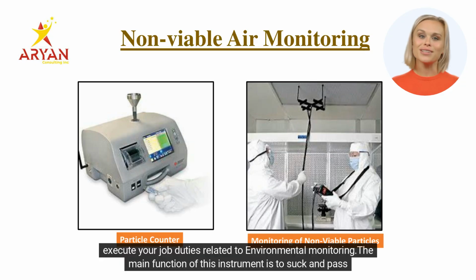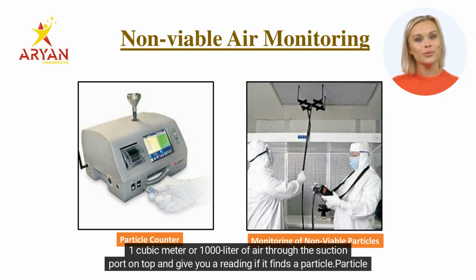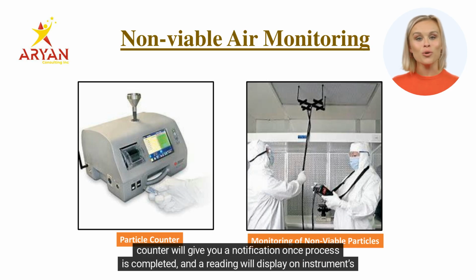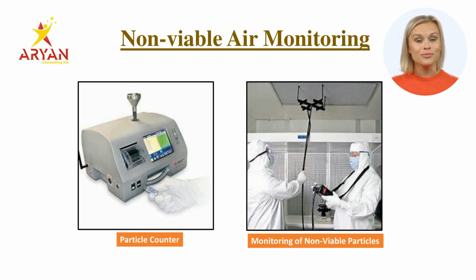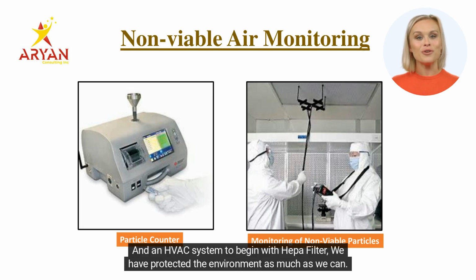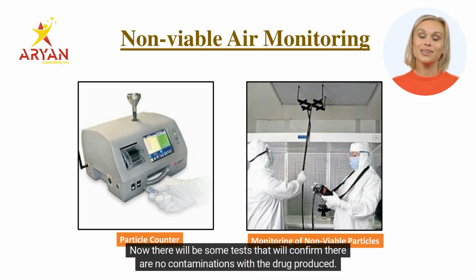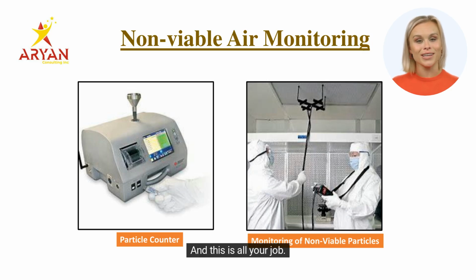The main function of this instrument is to suck and pass 1 cubic meter or 1,000 liters of air through the suction port on top and give you a reading. If it finds a particle, the counter will give you a notification once the process is completed, and a reading will display on the instrument screen. Now we understand the two different types of monitoring. One particle counter for non-viable, and an HVAC system to begin with HEPA filter. We have protected the environment as much as we can. Now there will be some tests that will confirm there are no contaminations with the drug produced. And this is all your job.